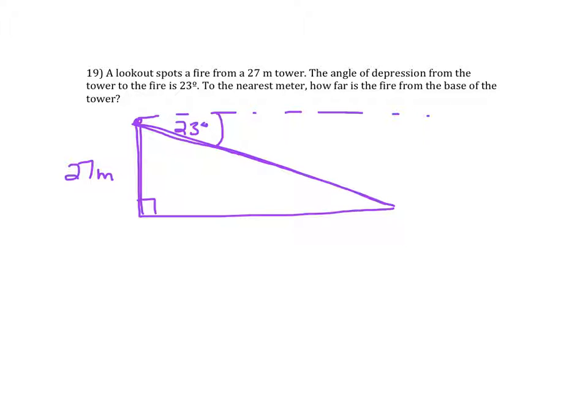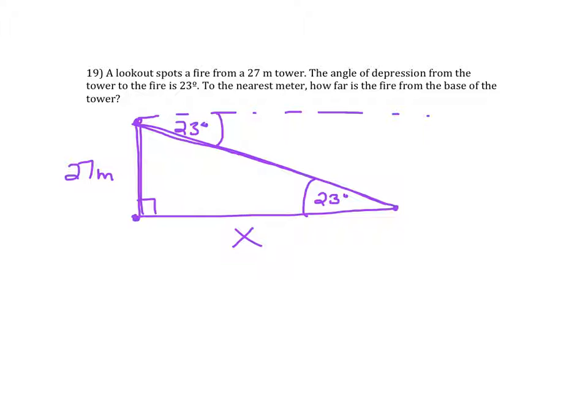But that's the same as the angle of elevation from someone who's down on the ground at the fire looking up at the tower. Those two angles are equal to each other because they're alternate interior angles formed by parallel lines, so they're congruent. Okay, it says to the nearest meter, how far is the fire from the base of the tower? So we're looking for this distance. The base would be the bottom of the tower.